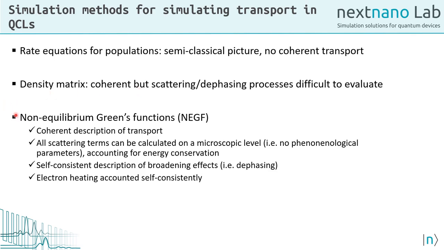And the most advanced formalism is given by non-equilibrium Green's functions, where a coherent description of transport is provided. All scattering processes can be calculated on a microscopic level, that is without phenomenological parameters, accounting for energy conservation. Self-consistent description of band bending effects is also accounted, and electron heating is also self-consistently accounted.